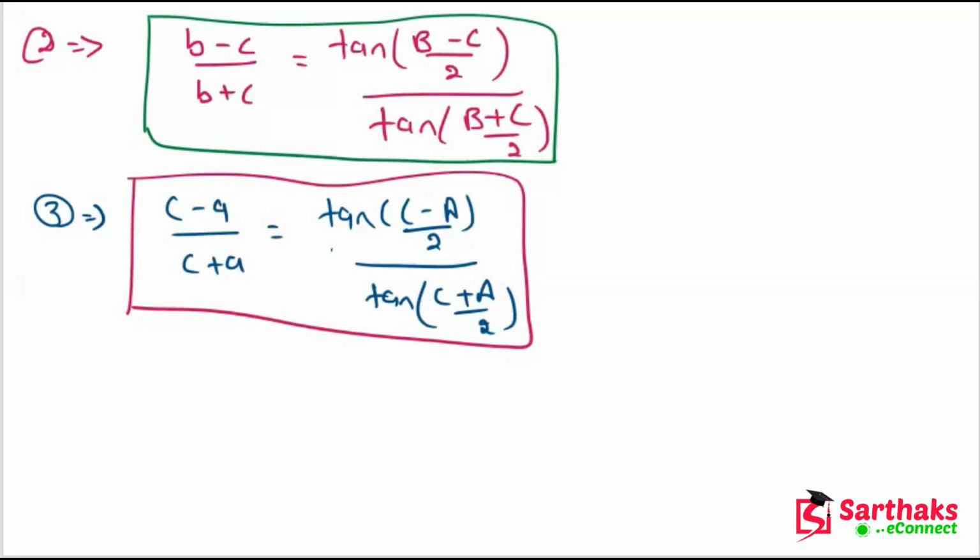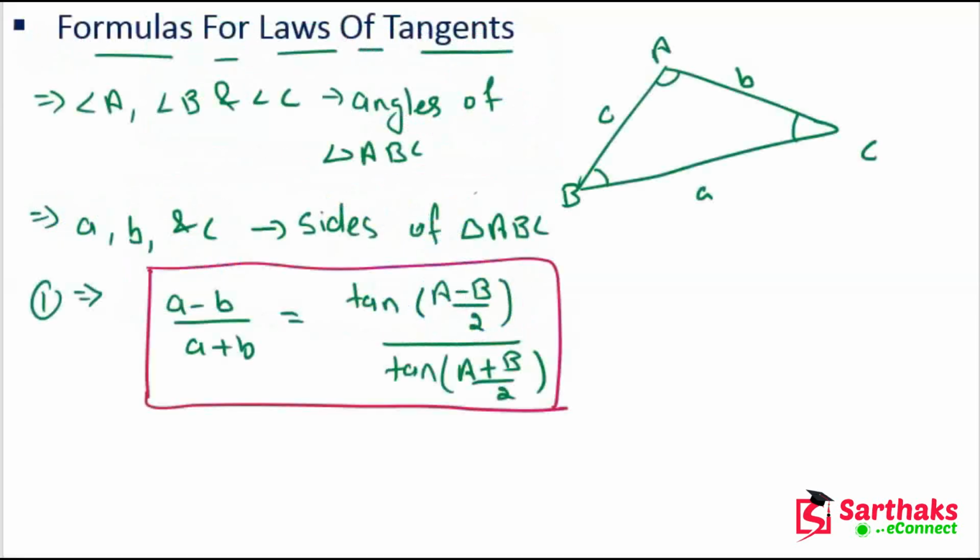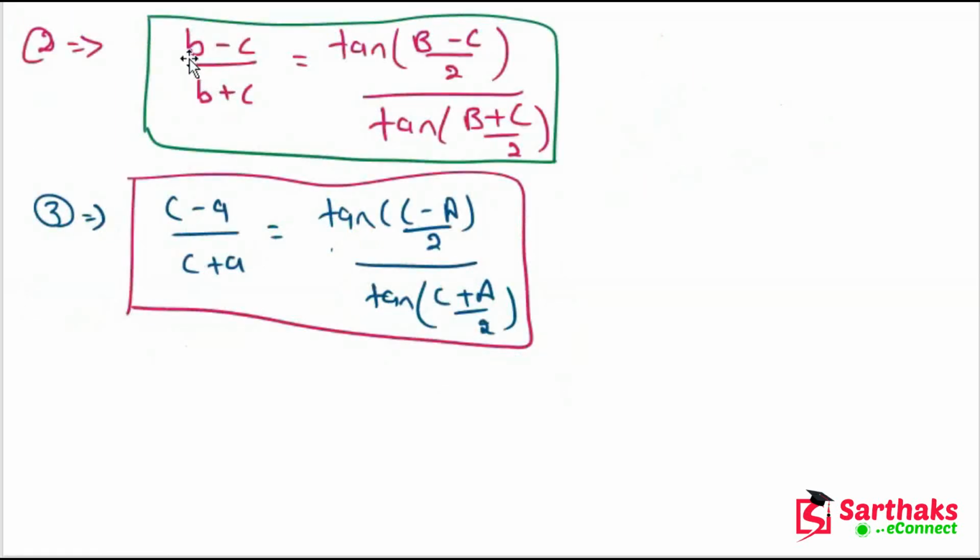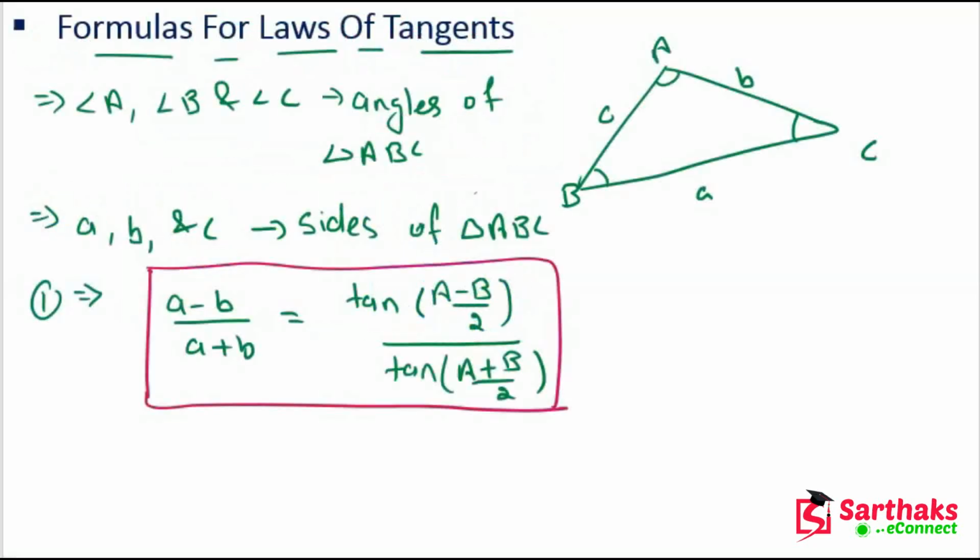I hope you remember these formulas. It is not a big deal. The simple thing is (a minus b) upon (a plus b), and here is (b minus c) upon (b plus c), and here is (c minus a) upon (c plus a). This is just the relation between the sides and the angles. Not rocket science.